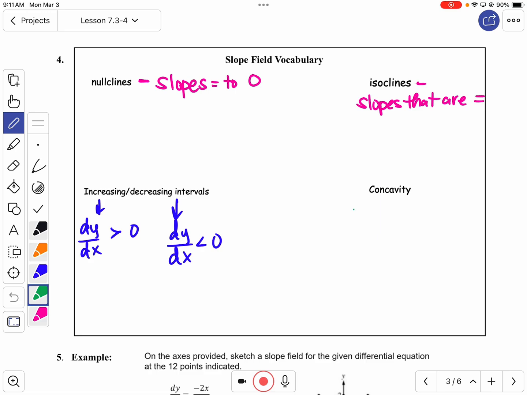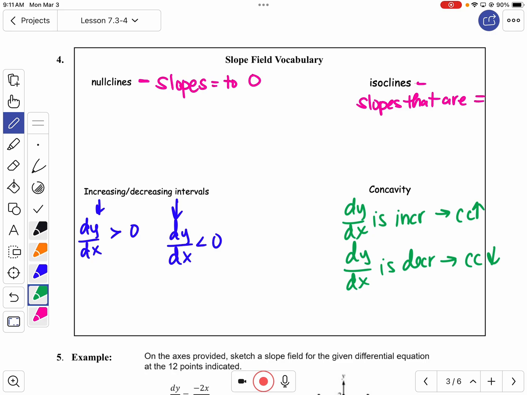All right, if dy/dx is increasing, wherever it's increasing, that means we are concave up. And wherever dy/dx is decreasing, that is where we are concave down. So we're going to be able to look at those pictures and answer those kinds of questions. And some of your graphs are a lot more difficult to read than the one we started with, because they got a lot more complicated.